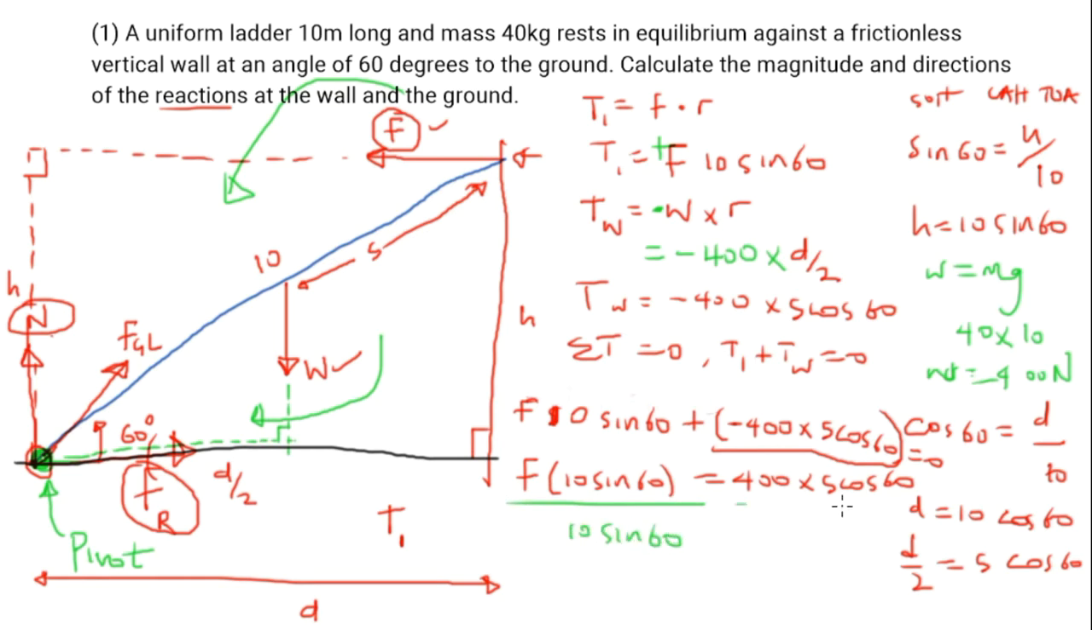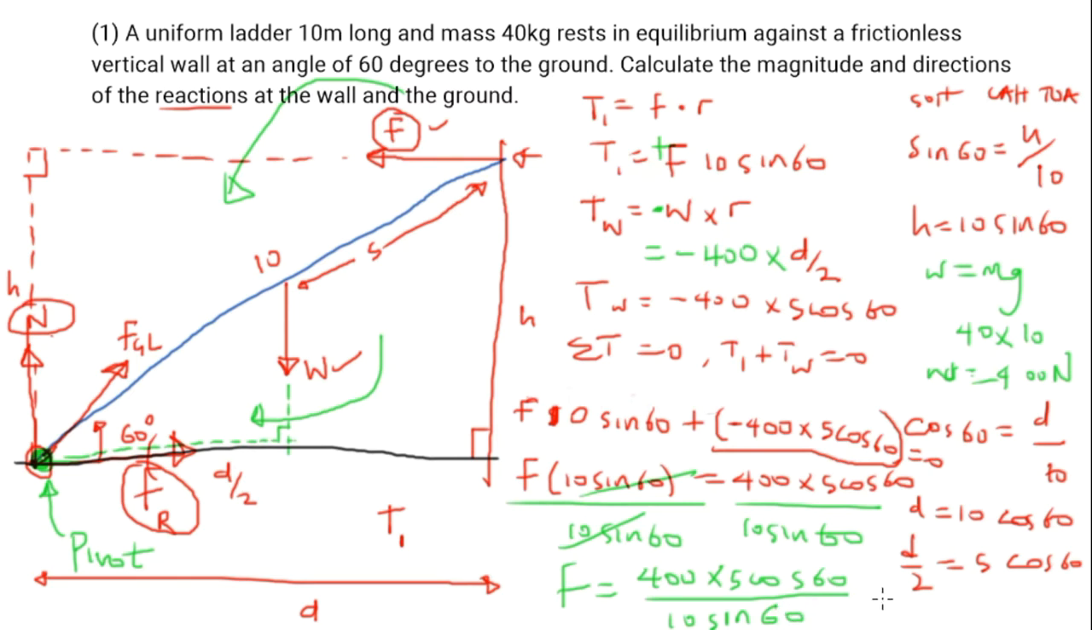Dividing both sides by 10 sine 60, we'll have F equal to 400 multiplied by 5 cos 60 upon 10 sine 60. Okay, now if you do this on your calculator, 400 multiplied by 5 multiplied by cos 60 degrees is 1000, then divided by 10 sine 60. So it becomes 115.47 newton.